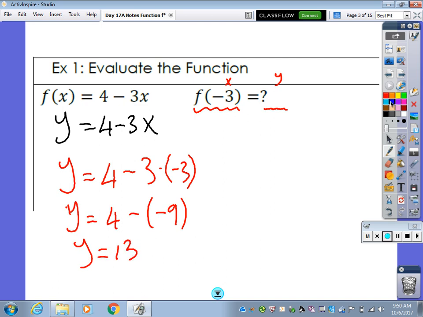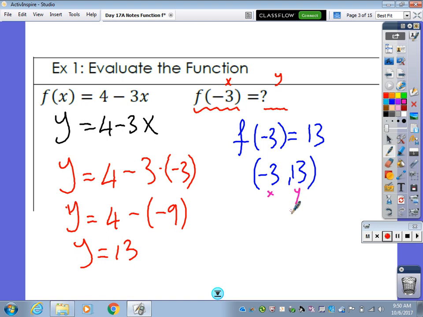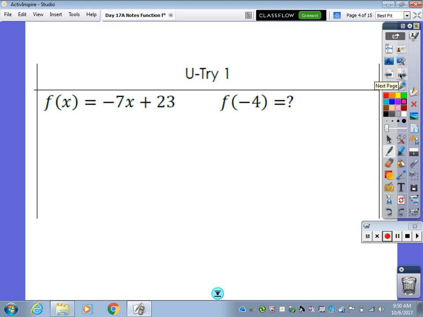From this, I can get two types of answers. f of negative 3 is equal to 13, or I can write this as an ordered pair, where negative 3 and 13 are the ordered pair. In an ordered pair, we have x and y values. In function form, what's inside of the function is x. The result of the function will be the y value. Here's your u-try. Remember your x and y values and substitute.